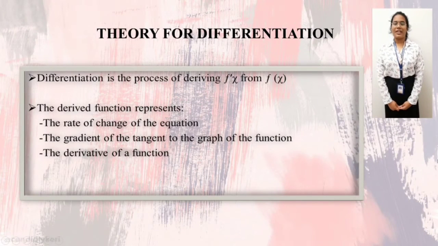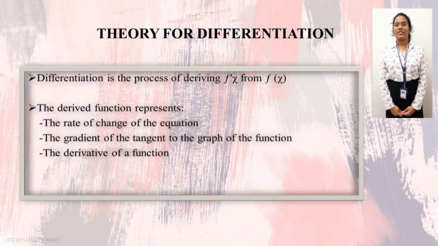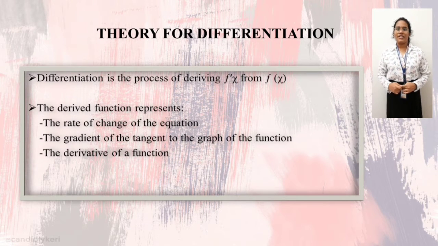First and foremost, I would like to talk about the theory for differentiation. Differentiation is the process of deriving f prime x from f(x). Differentiation enables us to find the gradient at any point. What we get when we differentiate is called the derivative and it is written as dy over dx. Besides, differentiation is the technique used to find the rate of change of a function and the gradient of a curve.